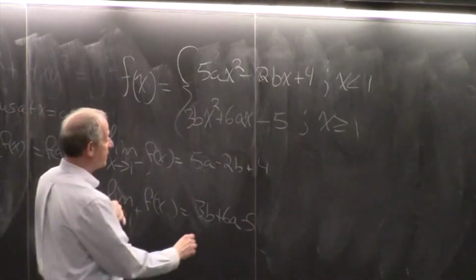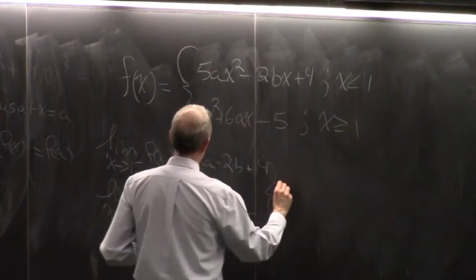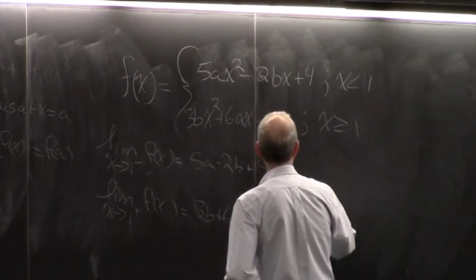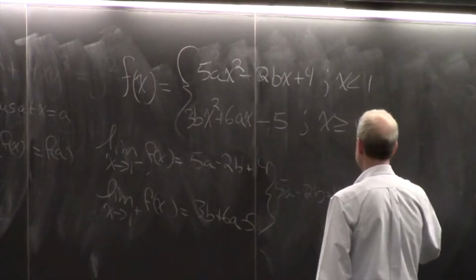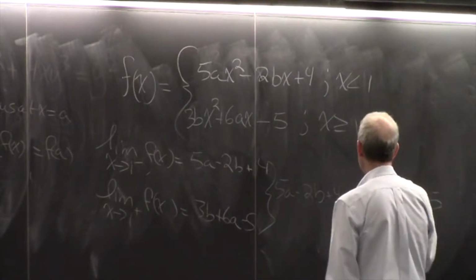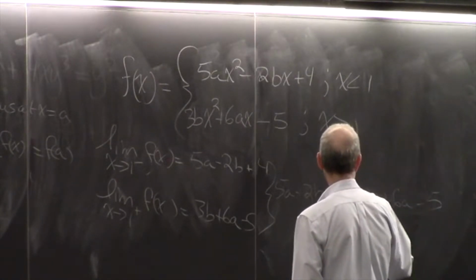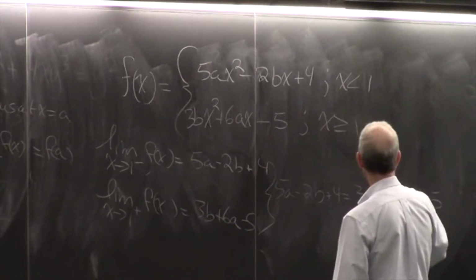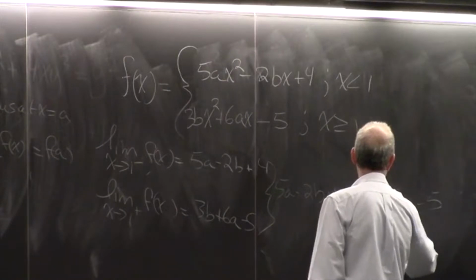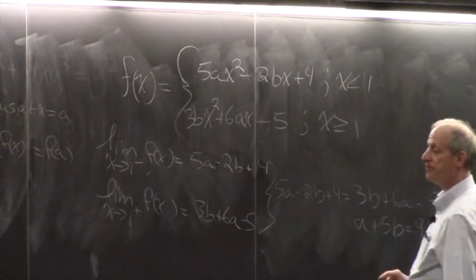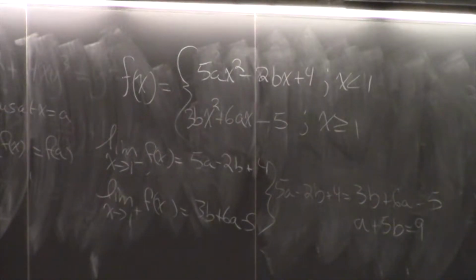So 5a minus 2b plus 4 has to equal 3b plus 6a minus 5, or we'll put everything over here: a plus 5b has to equal 9. Okay, now we figured out what you need in order for it to be continuous. Now we need it for it to be differentiable.